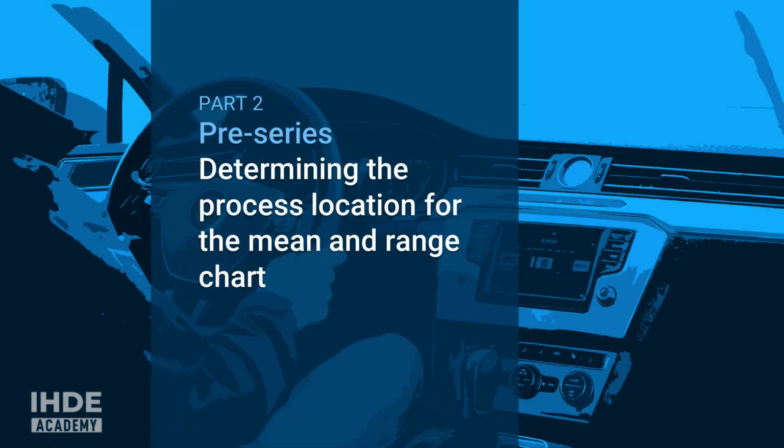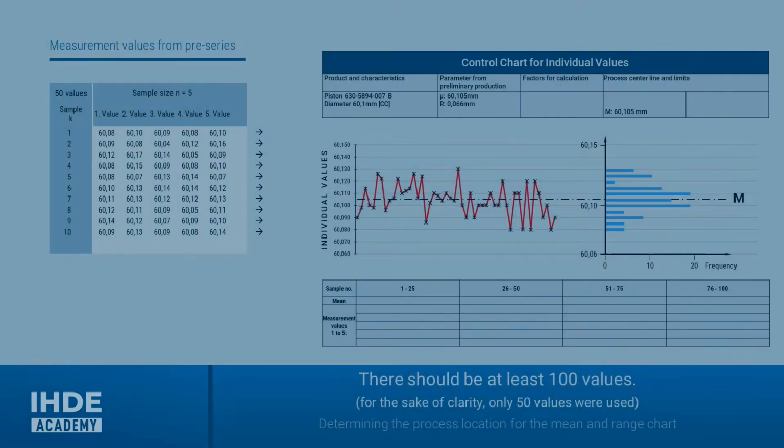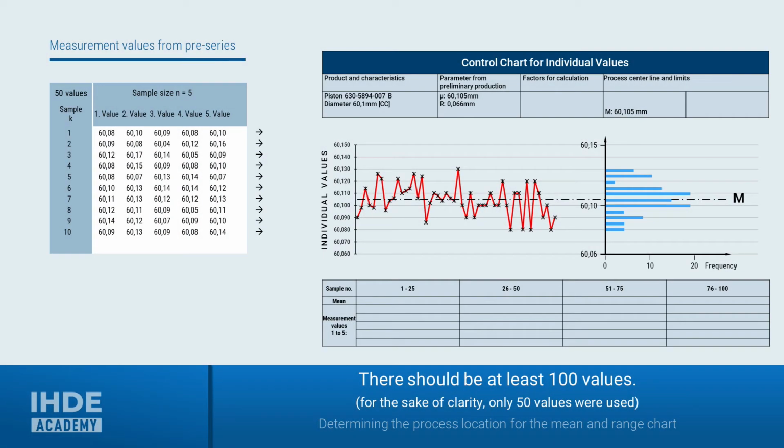And it's such a pre-series that we look at in this chapter and use the data to calculate the grand mean and the mean of the ranges. So, the diameter of 50 parts were measured and the results entered in the table on the left. On the right side, the individual values have been entered into a control chart for individual values. Their frequency distribution can be seen in the adjacent histogram.